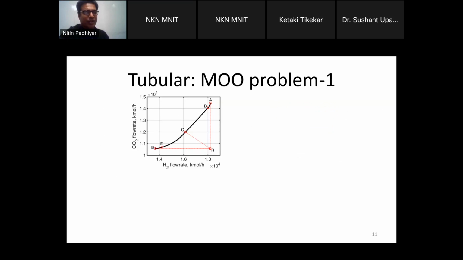And there is a nice solver available in MATLAB. So you don't have to write the code for crossover and mutation and so many other steps of the genetic algorithm. Rather, you can use the multi-objective GA subroutine in MATLAB. That is what we had done.